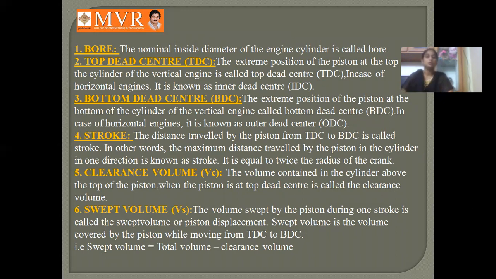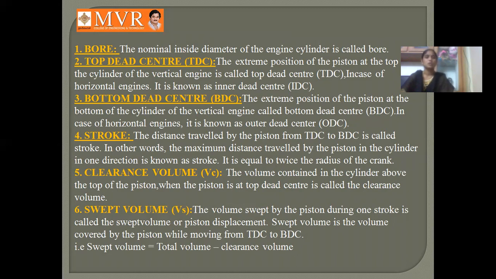Stroke. The distance traveled by the piston from top dead center to bottom dead center is called the stroke. In other words, the maximum distance traveled by the piston in the cylinder in one direction is known as the stroke. It is equal to twice the radius of the crank. Next, clearance volume, denoted Vc. The volume contained in the cylinder above the top of the piston when the piston is at top dead center is called the clearance volume.